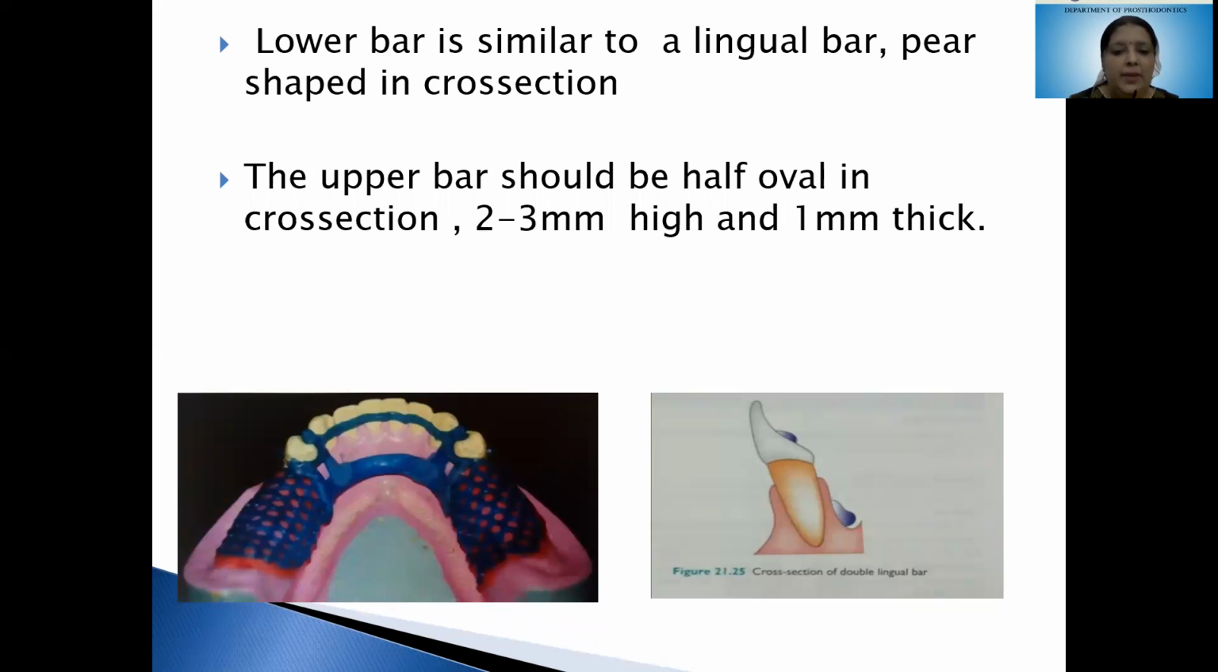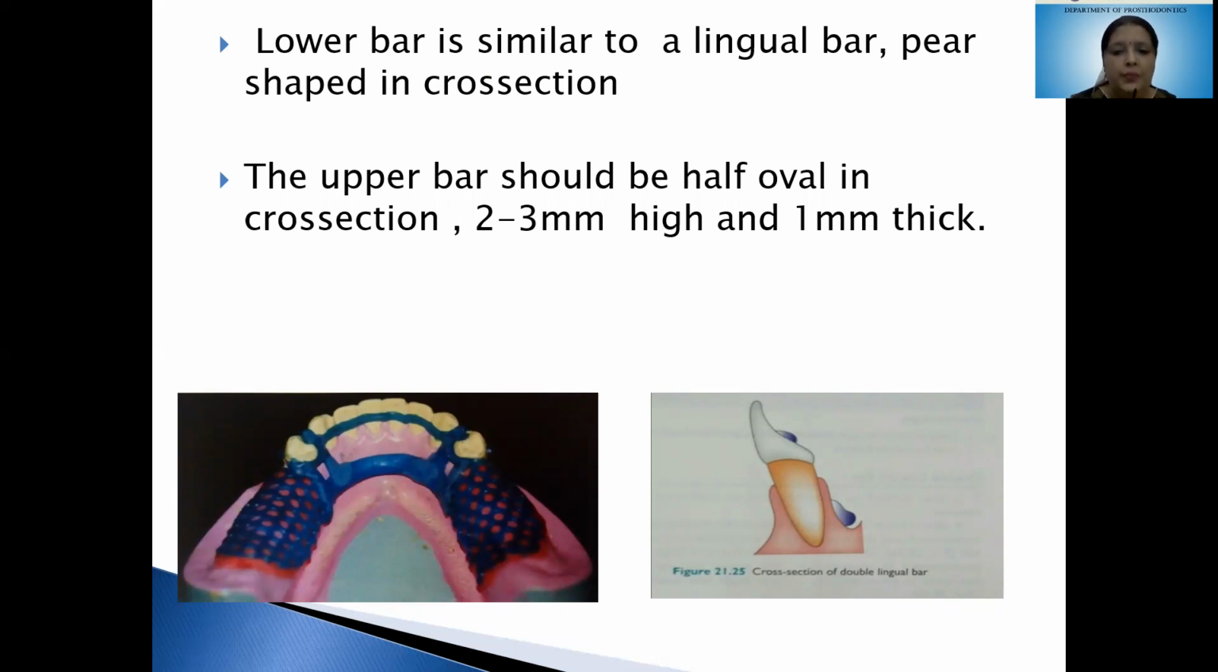If you see the wax pattern, you will get a better idea of the design of the Kennedy's bar. The lower bar looks very much like our lingual bar. It has a half pear shaped cross section. The upper bar is half oval in cross section. It is 2 to 3 millimeters in width and 1 millimeter in thickness. And the central portion, the wax has been cut out so that the central portion is hollow.